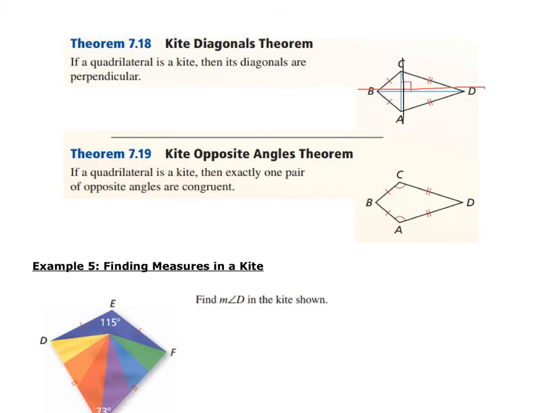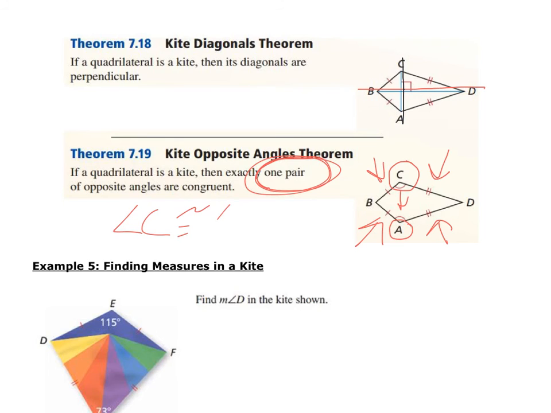Then the second theorem, 7.19, is the opposite angles theorem. Maybe this drawing is a little bit better, but in a quadrilateral, the kite has exactly 1 pair of opposite angles congruent. Only 1 pair. Remember, CB has the 1 tack mark and CD has the 2 tack marks, and that angle in between, angle C, is going to be congruent to the angle in the same position. Look at angle A: it is in between the 1 tack mark of AB and the 2 tack marks of AD. So those 2 angles are congruent. Angle C is congruent to angle A.